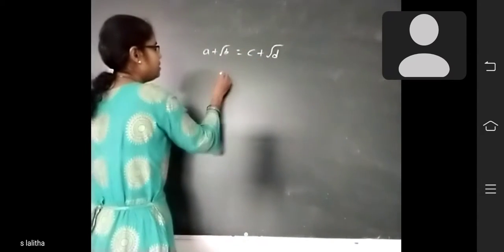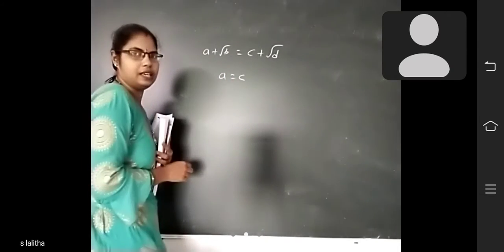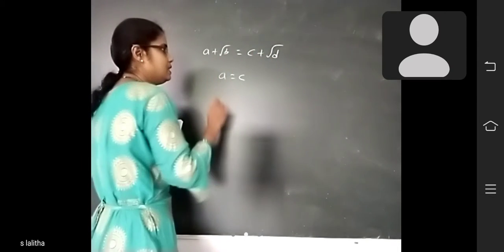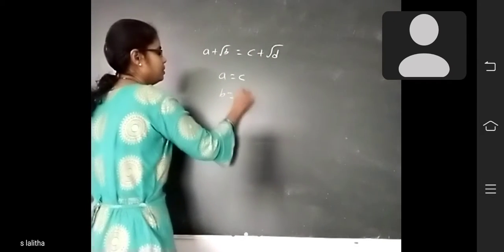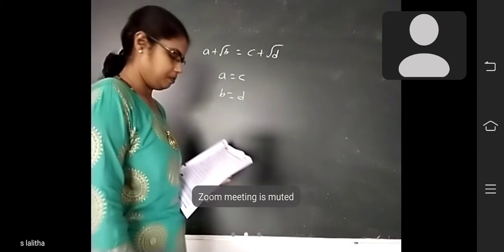Here a and c are rational numbers, which means a is equal to c. And root b, root d are surds, then b is equal to d.